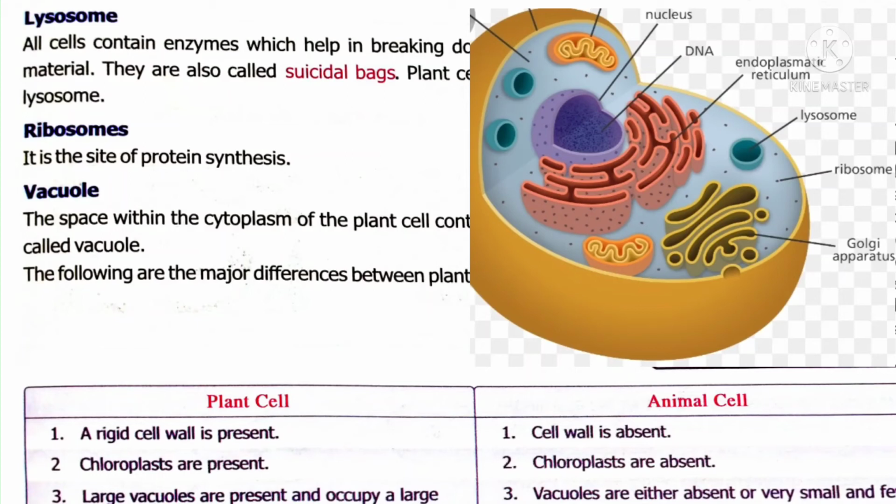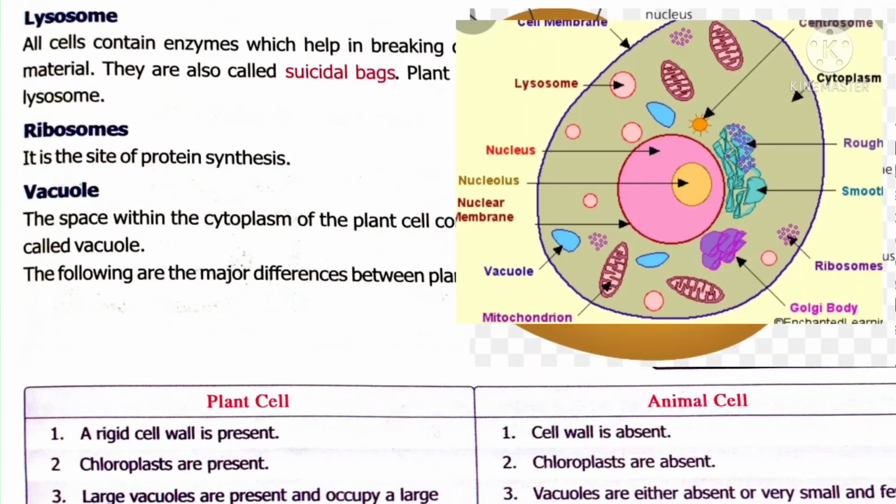Another part of the cell is the ribosome. It is a site of protein synthesis. This ribosome is produced by the nucleolus, which is present in the nucleus of the cell.